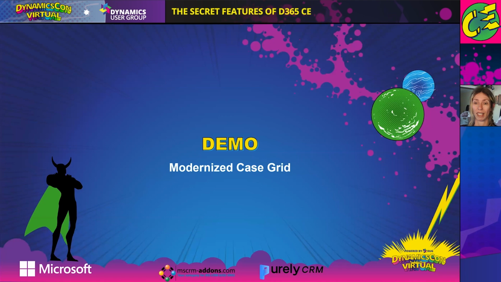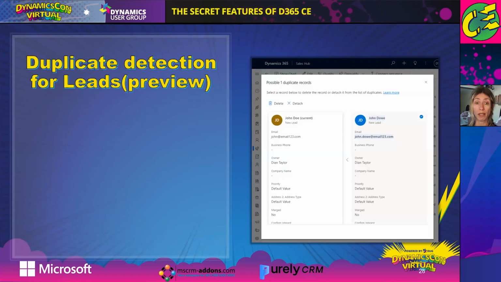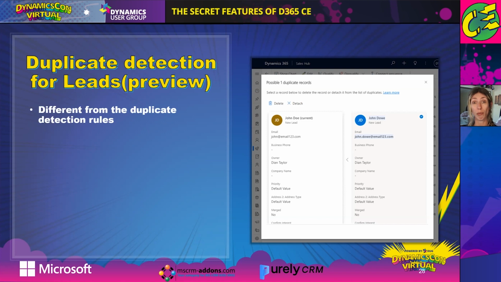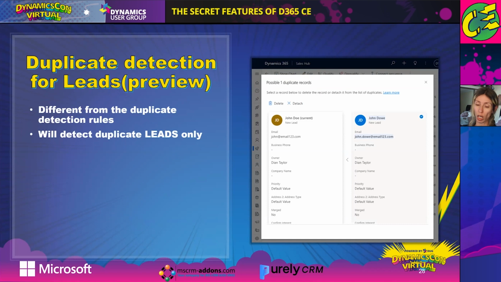All right. Then the next one I wanted to show you is the duplicate detection for leads. I believe this is still in preview today, but the first thing I wanted to mention is that it's very different from the duplicate detection rules that we are familiar with out of the box, right? But this kind of works hand in hand with those. And currently, this is only going to work for leads. This is just duplicate detection for leads. Is this coming for other tables as well, like contacts? I don't know. I think so, but I have no idea. My guess would be yes, but we'll have to wait and see.